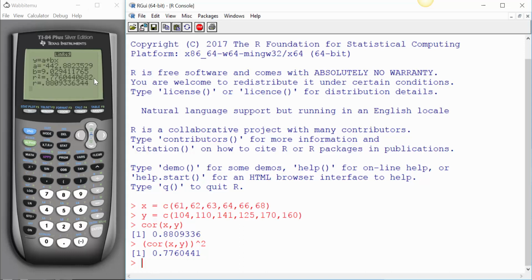Well, it'd be 300, right? We'd have 150 for x and 150 for y. I would not want to type in 300 values in my calculator. I don't even want to type in 50. That's a lot to type in. So that's where R is a lot better, but the graphing calculator works great for things also.